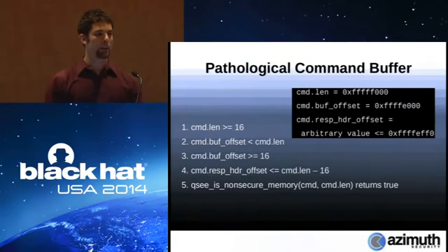So looking through these 5 sanity checks once more, it's clear that with this pathological command buffer, all of these conditions are satisfied. The command length is significantly greater than 16. The buffer offset is less than the command length. The buffer offset is significantly greater than 16. The response header offset, our sort of arbitrary offset to point into the secure memory, is less than our command length, which is really massive. And then because of this integer overflow and the subsequent reversal of these start and end values for range checking, this check that is designed to guarantee that this range is non-secure returns true, even though it clearly should be returning false.